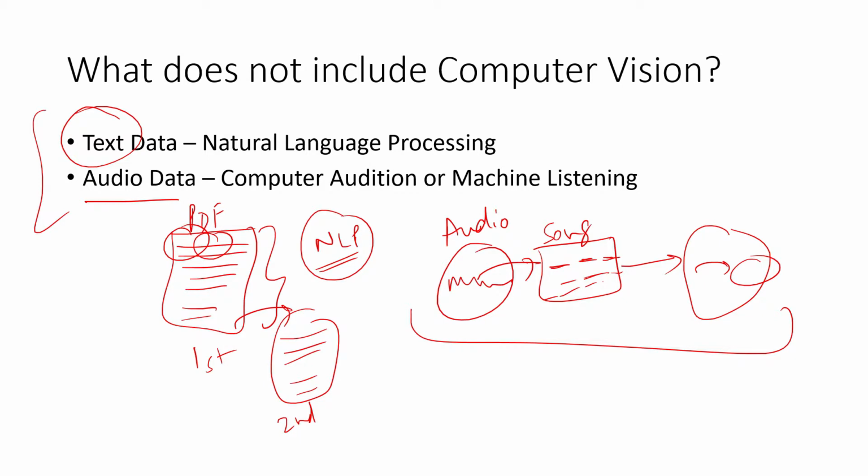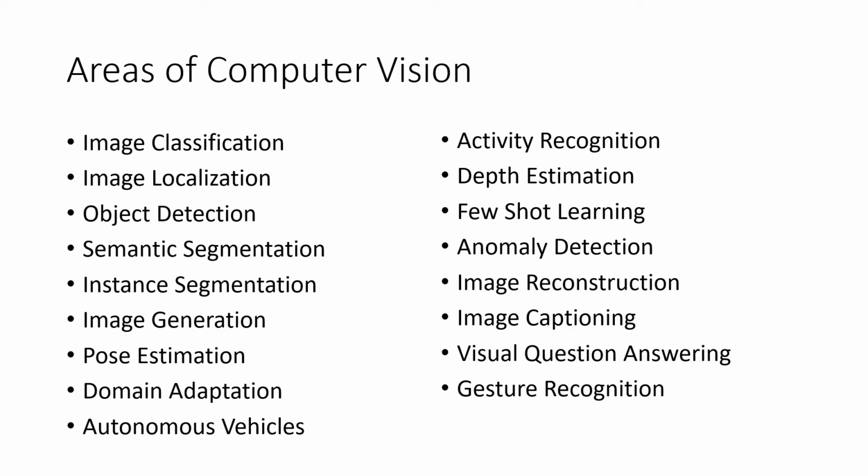Let's move ahead now. Now, areas of computer vision. There are different problems and different challenges within computer vision. One of the challenges is image classification. We have talked about it already. There is also image localization, detection, semantic segmentation, instance segmentation, image generation, pose estimation, domain adaptation, and autonomous vehicles. All of these are areas of computer vision, and I will be showing you examples related to them now.